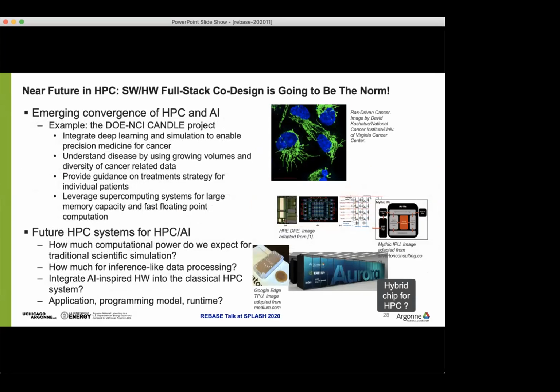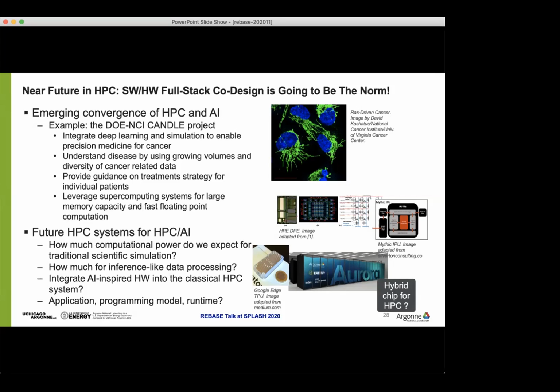All right. So I still want to spend a minute to discuss what we are hitting the near future of HPC. So far, what we all discussed is about the software stack. But as most of the community believes, the software and hardware full stack co-design will be the norm. So there are so many interesting discussions ongoing regarding the convergence of HPC and AI. For example, we already have such project at Argonne for the medicine processing and the cancer study.